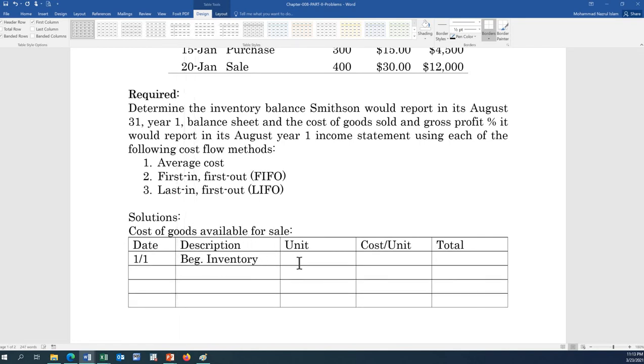Okay, beginning inventory is 100 units, and the cost is $10 per unit, and so the total is 1,000.